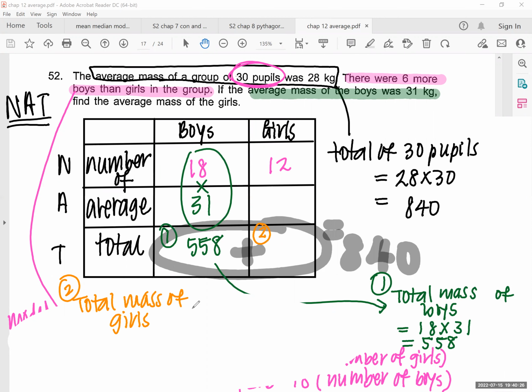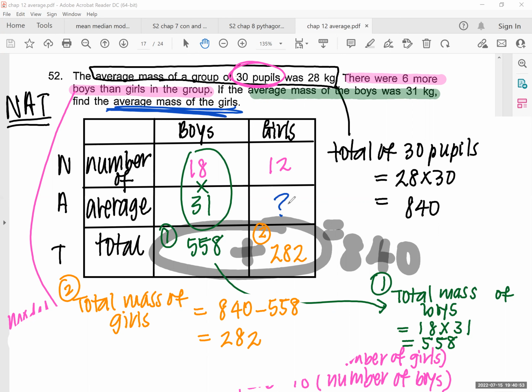So total mass of girls, how do I go about finding it? 840 minus 550. Okay, and what do you get? 282. Yes, 282. So right now I can fill in here already, right? 282. So let's read back the question again. What did the question ask for? They want to find the average mass of the girls, which is here.